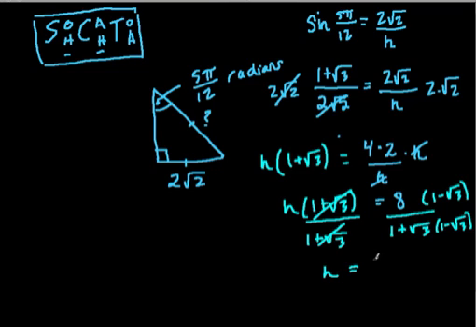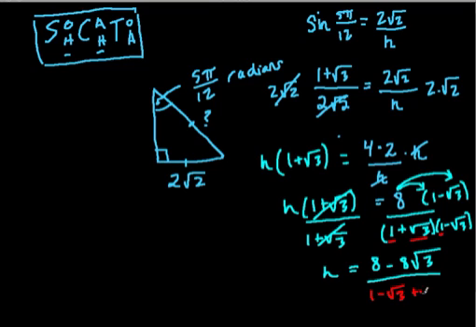But anyway, so let's get to that. In the numerator, we have the distributive property: 8 times 1 is 8, minus 8 times the square root of 3, which we leave as 8 times the square root of 3. And in the denominator, we have 1 plus the square root of 3 times 1 minus the square root of 3. So we're going to multiply every part. 1 times 1 is 1, minus the square root of 3, 1 times the square root of 3, plus square root of 3 times 1, plus the square root of 3 times negative square root of 3, which is just going to be negative 3.